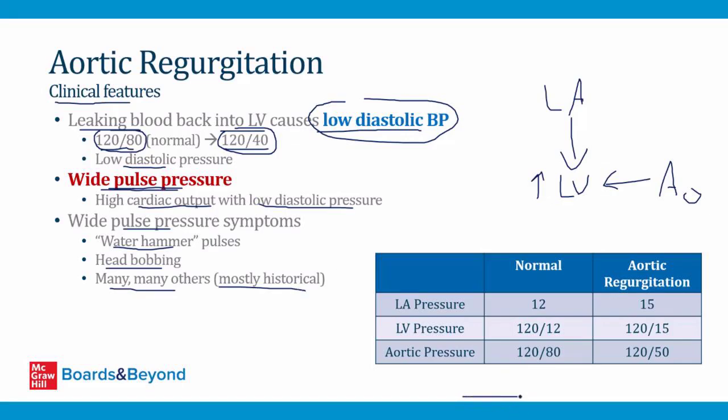Then finally, at the bottom of the slide here, I've shown an example of what the hemodynamics might look like in a patient with aortic regurgitation. So here are the normal values. Here's the patient with aortic regurgitation. Notice the low diastolic pressure and the high pulse pressure. Also notice the increased filling of the left ventricle has raised the diastolic pressure in the left ventricle.